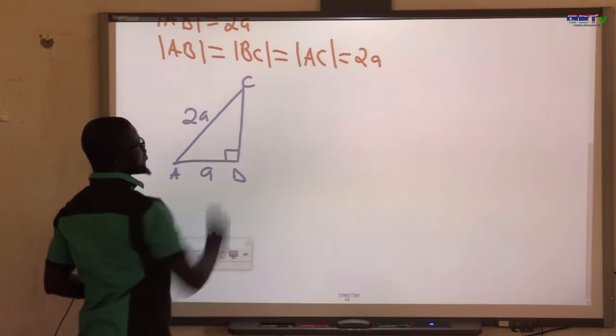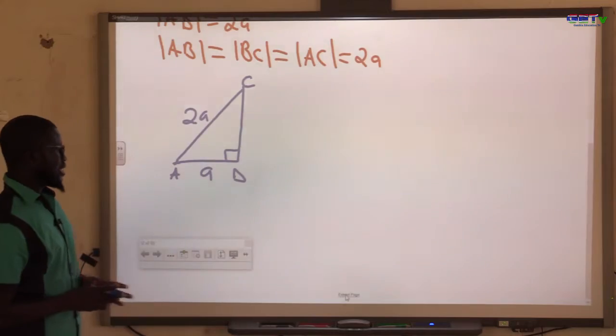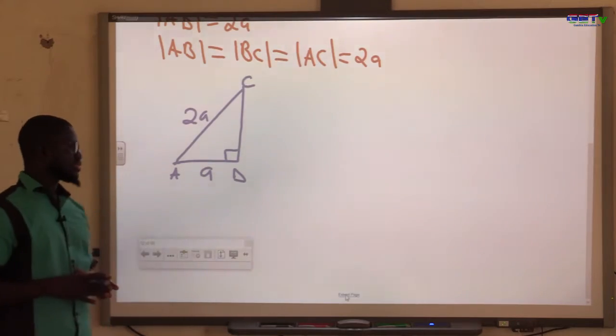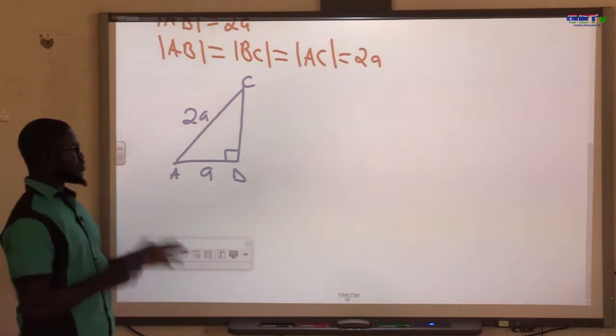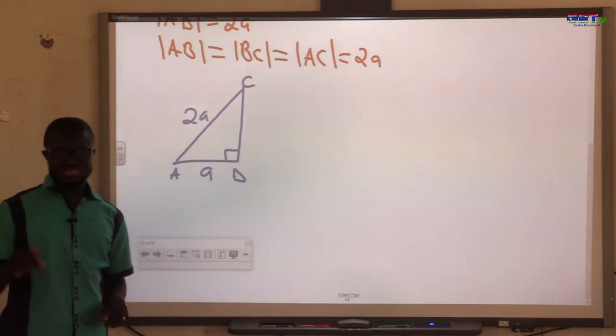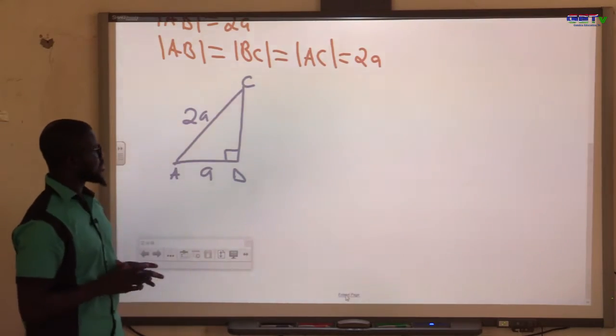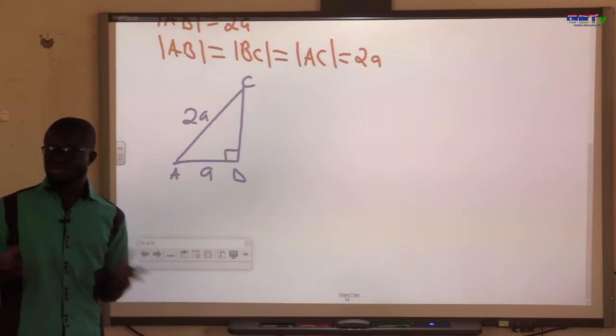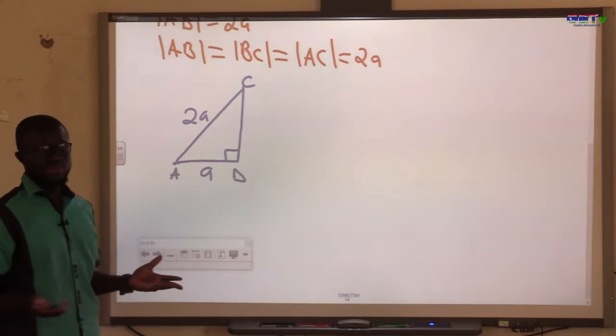But our target is to know the line segment that bisects line AB at right angle, which is line CD. So like I said, in our previous lesson, your teacher told you something about the Pythagorean theorem. And what does the Pythagorean theorem state?